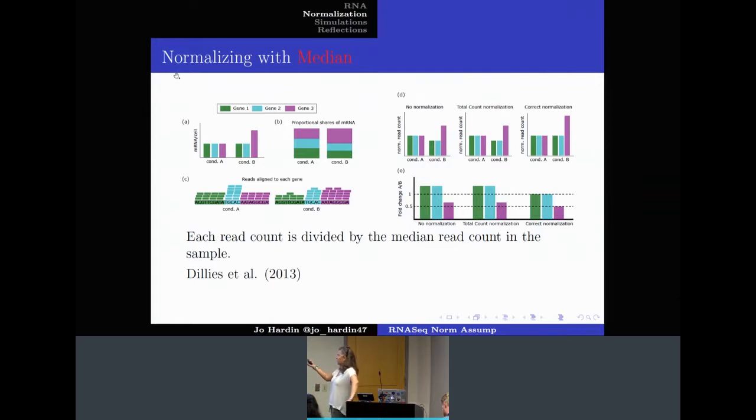So there we go. Pretty straightforward. Each read count is divided. We said we need this size factor. Here's the size factor. Size factor is always going to be sample specific. It is divided by the median read count in the sample. So we just take the sample's median and we divide by that value. And in this case, it doesn't really matter in condition A. In condition B, it's either of the green or the blue, and we end up with the correct normalization.